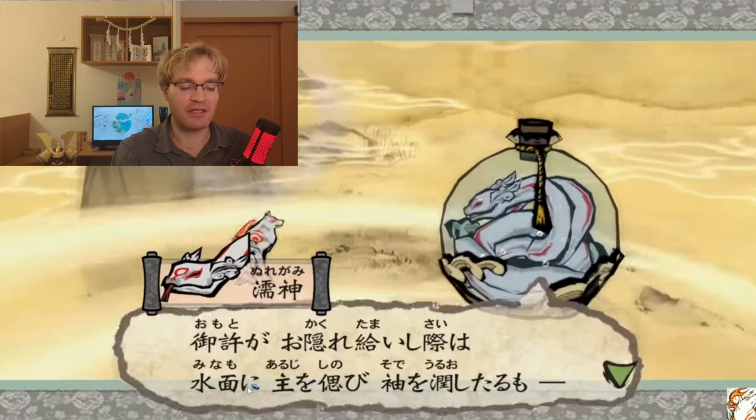And then we have ni, which is the prepositional particle, okay? Prepositional particle just meaning that it basically denotes position, direction, something like that. So to, at, in, on, by, all of those things are prepositions, and they all kind of are all in one in Japanese in this particle, ni. So minamo ni, in the surface of the water, on the surface of the water. I think in is probably the best way to translate it here. So in the surface of the water, aruji o shinobi.